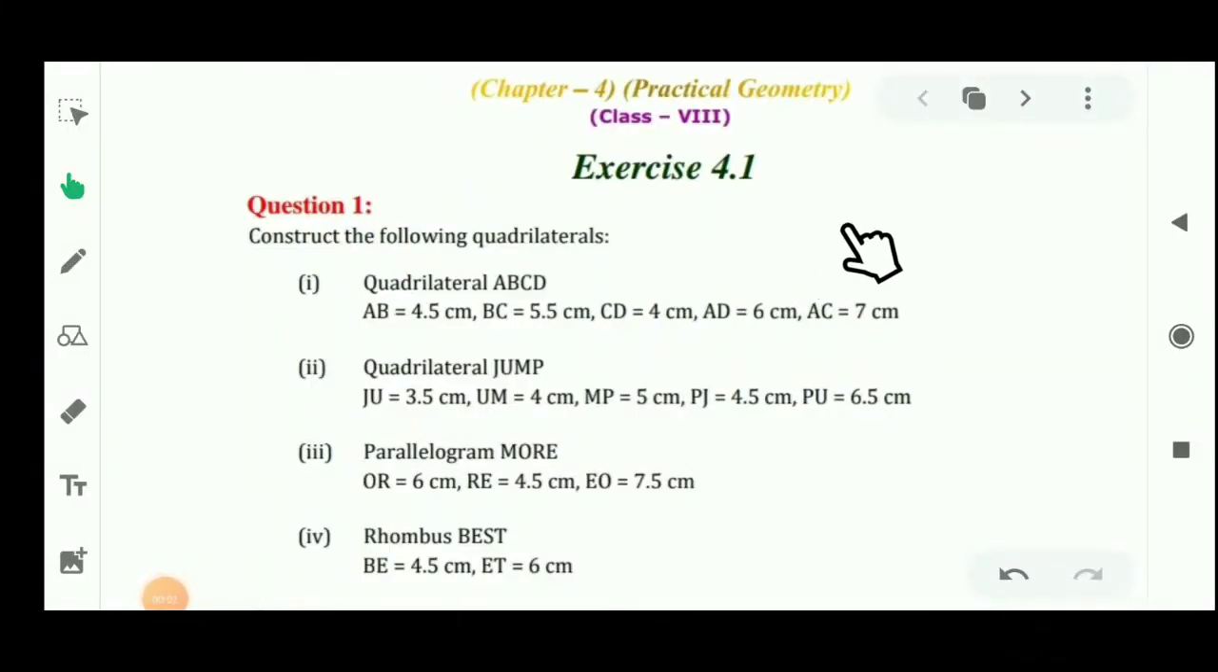Hello students, today I will start chapter number 4, practical geometry, of your main course book. Let's see exercise number 4.1. In question number 1, you have to construct the following quadrilaterals.